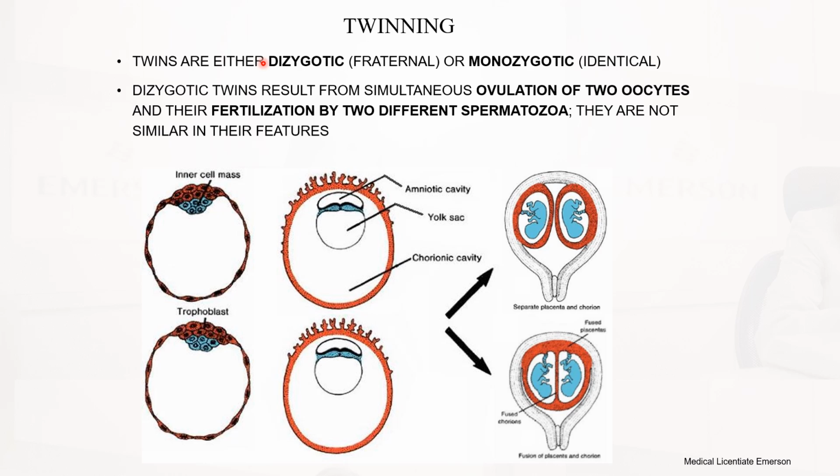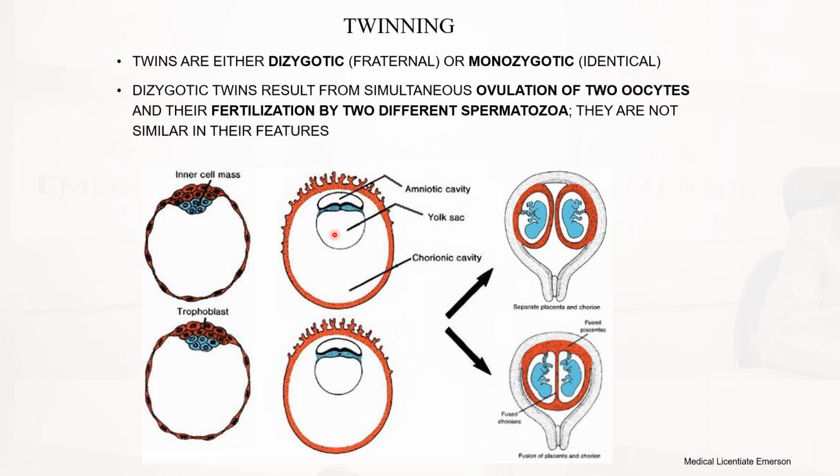Then let's also change concept and look at twinning, but this is more like an outline. Twins are either dizygotic, meaning they have come from two zygotes, and these are what we call fraternal twins, or they are monozygotic, which are identical. Dizygotic twins result from simultaneous ovulation of oocytes and their fertilization by two different spermatozoa, and they are non-similar in their features. So we have two egg cells that were ovulated simultaneously on the day of ovulation, one from the left and one from the right.